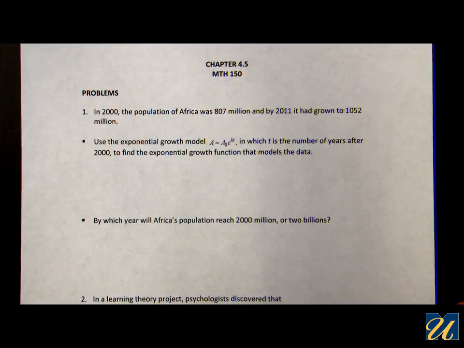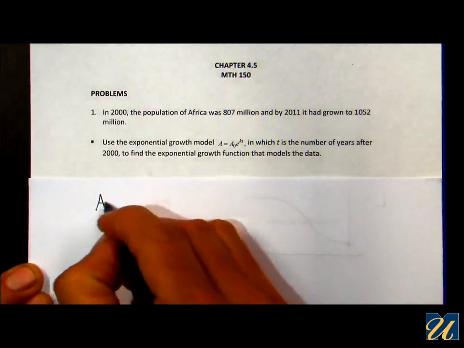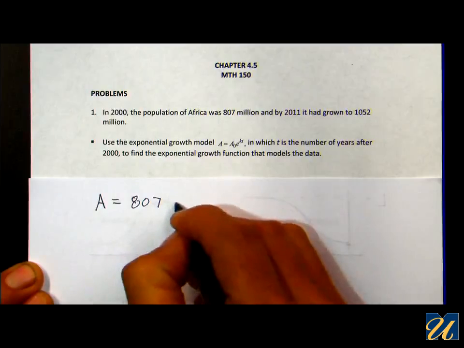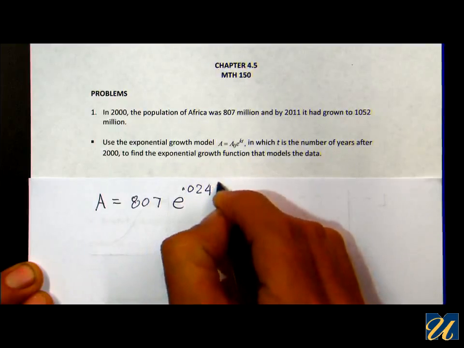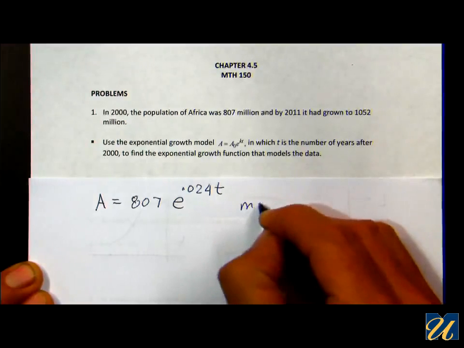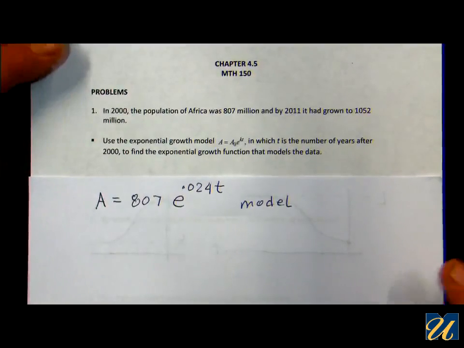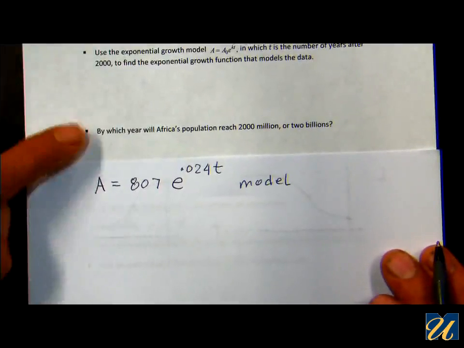Section 4.5 problems. The first problem we discussed earlier in the PowerPoint slide. The population model for Africa was shown to be A equals 807 times e to the 0.024t. So this was our model for the population of Africa.